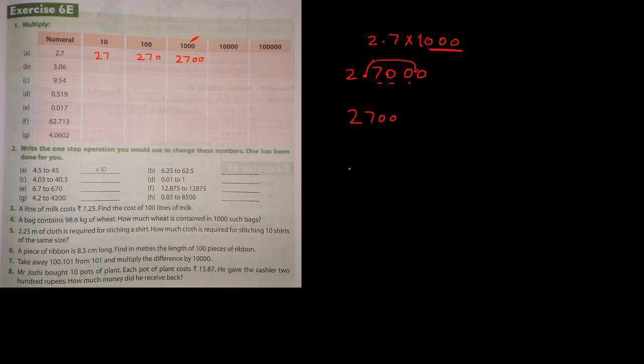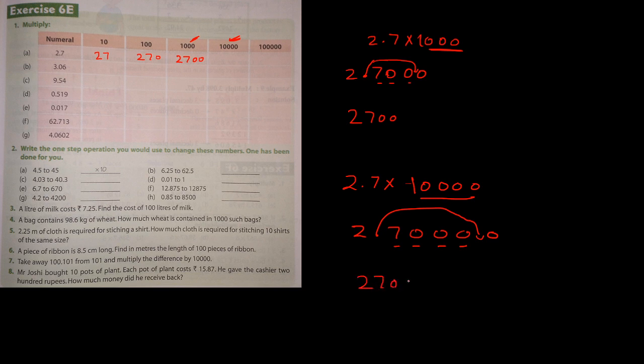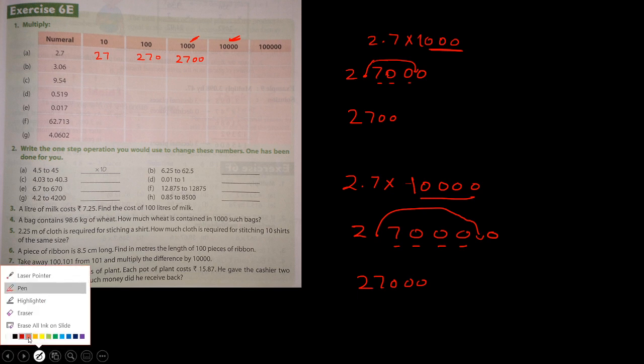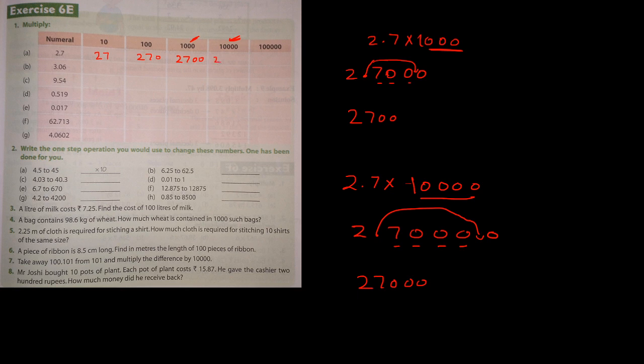Now next question. What will happen if you multiply 2.7 by 10,000? 1, 2, 3, 4, four zeros. So you will write 2.70000, and this decimal will now shift four digits, 1, 2, 3, 4. So it will come here after the four digits. You will put the decimal here. So it will be 27000.0. Your answer will be 27000. Is it clear now? If it is not clear, you can repeat the video and see it again.